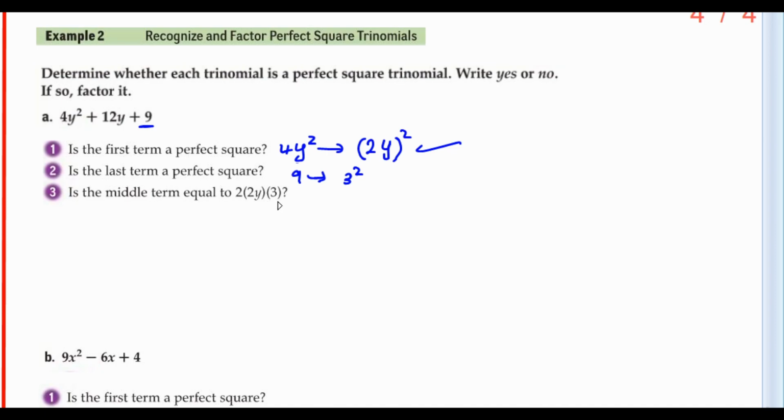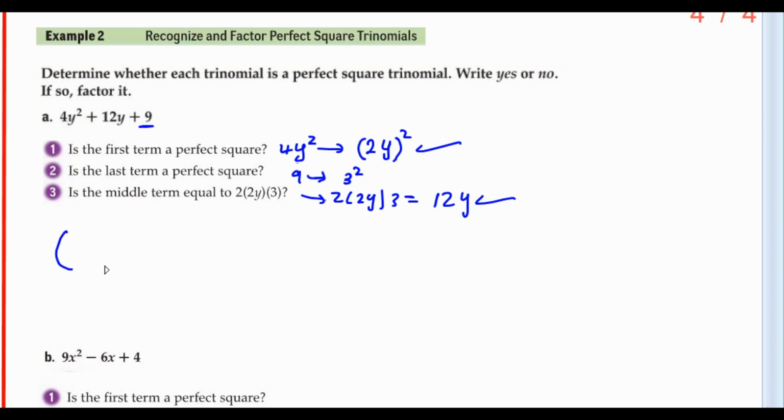Okay, now let's check the middle term. Is the middle term 2 multiply 2y multiply 3? Let's check. 2 multiply 2y multiply 3. What do we get? 2 multiply 2, 4 multiply 3, we get 12y. So the given trinomial is a perfect square trinomial.